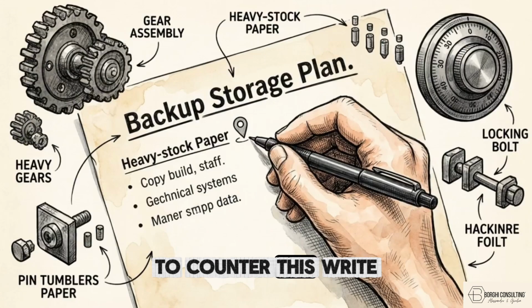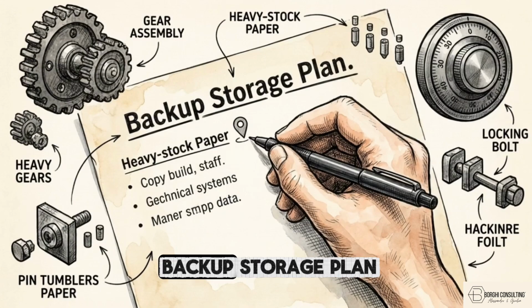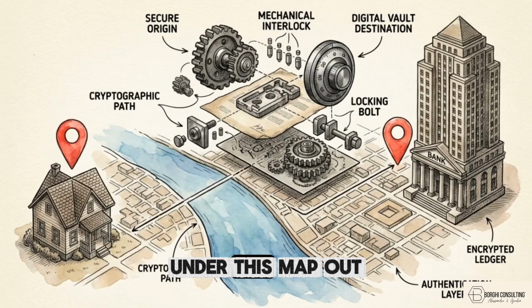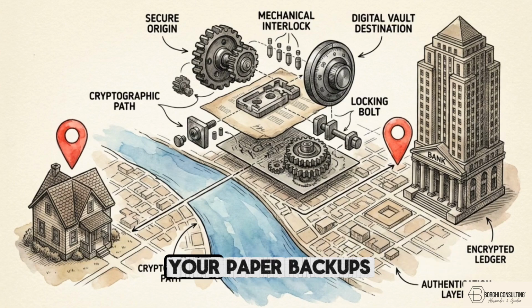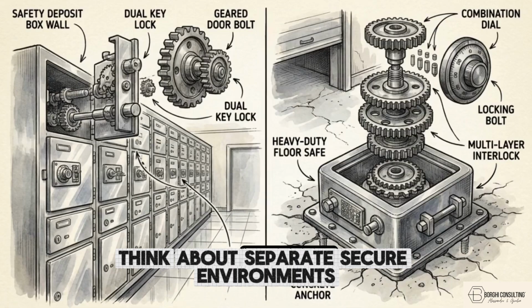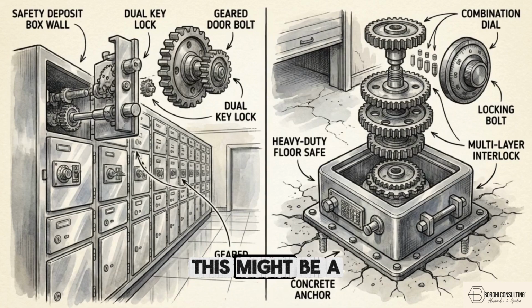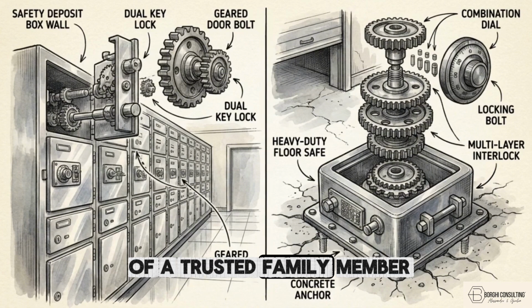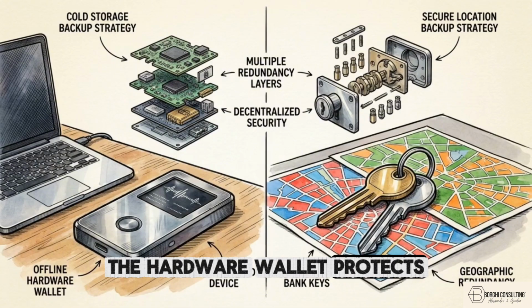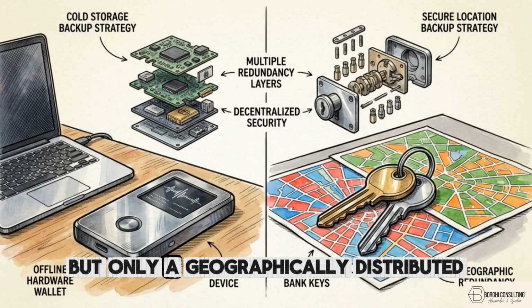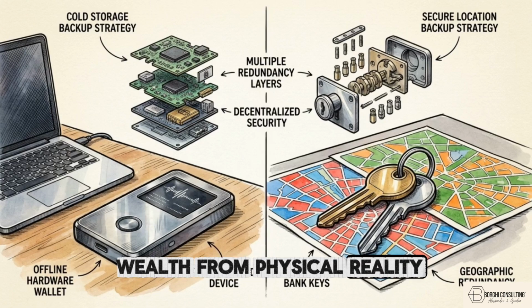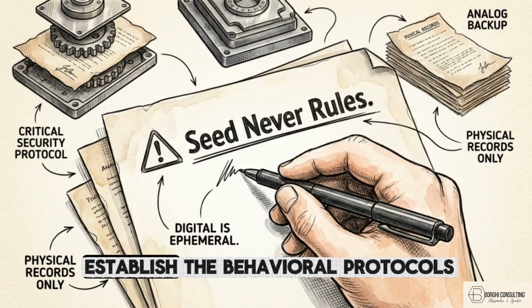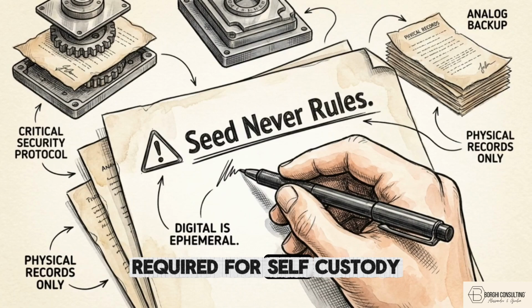To counter this, write down a new heading, Backup Storage Plan. Under this, map out 2 geographically distinct physical locations where you will store your paper backups. Think about separate, secure environments. This might be a bank safety deposit box or a heavy-duty safe at the home of a trusted family member. The hardware wallet protects wealth from digital hackers, but only a geographically distributed physical backup plan protects wealth from physical reality. Next, we need to establish the behavioral protocols required for self-custody.